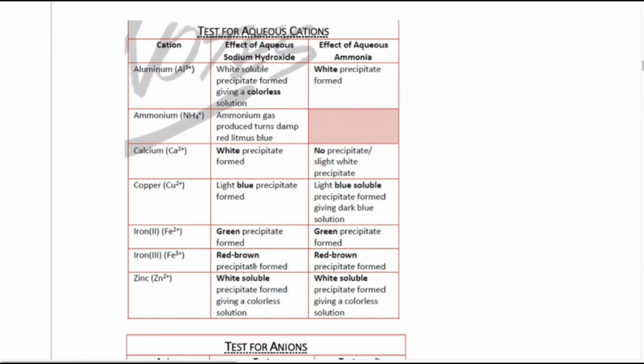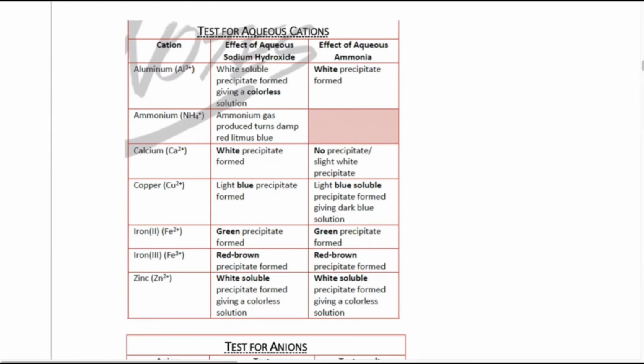Iron 3+, red-brown precipitate. Same as just now. Add a little bit, they form precipitate. Add a lot of NaOH, it remains as precipitate. This one is also similar for ammonia. For zinc, a white soluble precipitate forms, giving a colorless solution. So this seems to be the same result as aluminium. You add a little bit, they form precipitate. If you add a lot, then the precipitate dissolves.